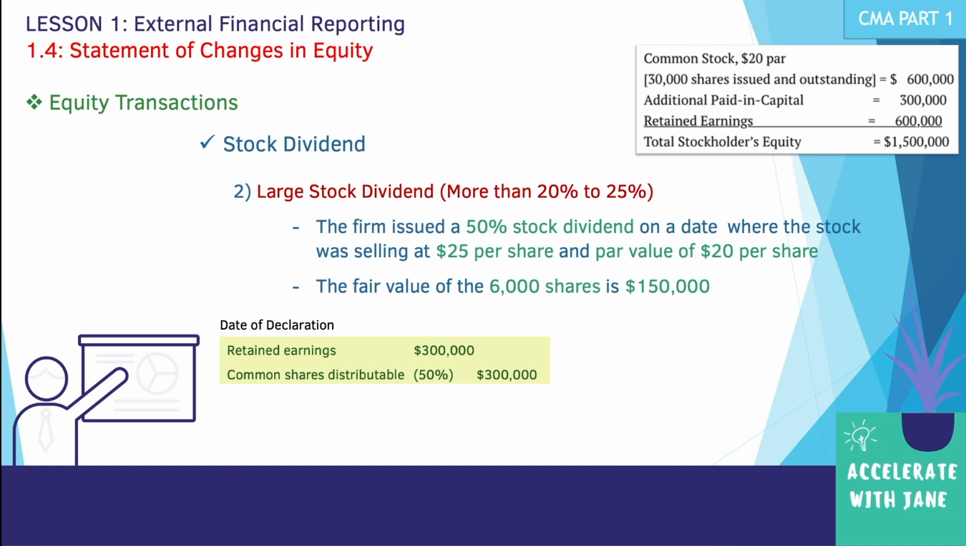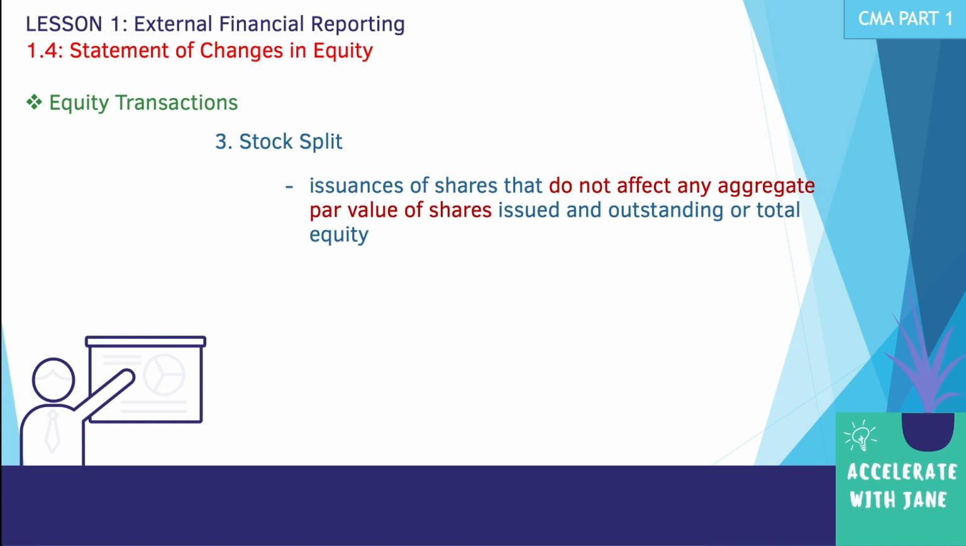So here, you just have to ignore the fair value of the 6,000 because obviously 50% of 30,000 shares issued and outstanding is not 6,000 but 15,000. On the date of issuance, we debit common shares distributable by 300,000 US dollars and we credit common shares by 300,000 US dollars. Third, equity transaction, stock split.